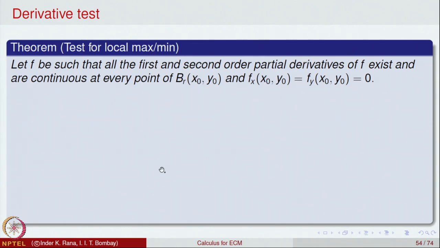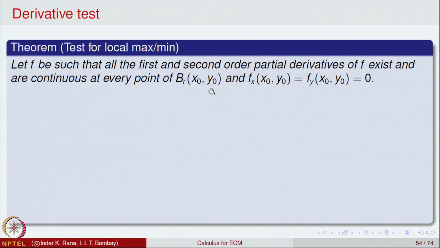So, the derivative test is in terms of this discriminant, which is similar to the second order derivative test for a function of one variable. So, let us state this test for the local maximum and local minimum for a function of two variables. Let f be a function of two variables such that all its first and second order partial derivatives exist and are continuous in a neighborhood of the point (x0, y0). This condition basically is put to ensure that the mixed second order partial derivatives are equal.